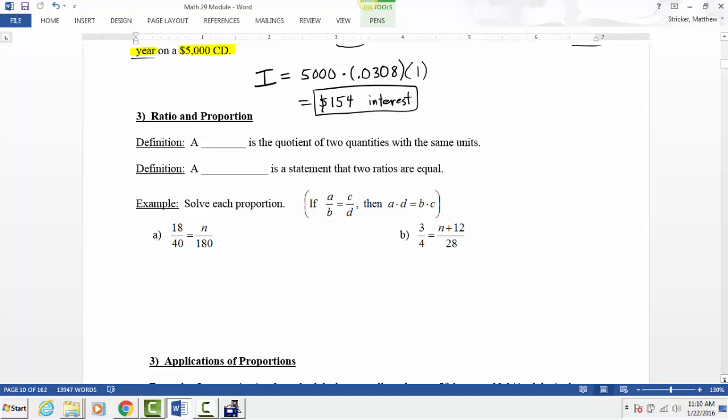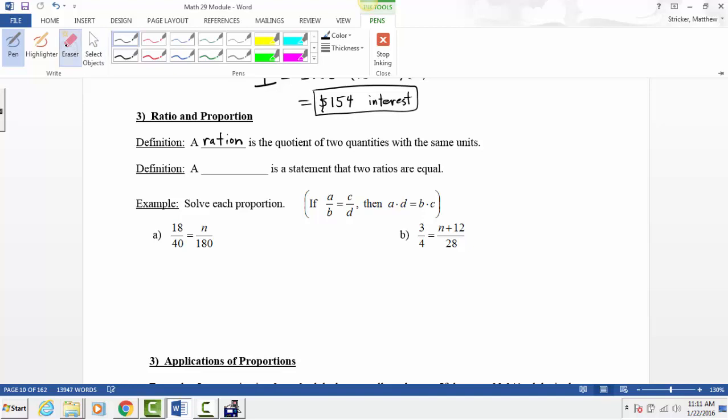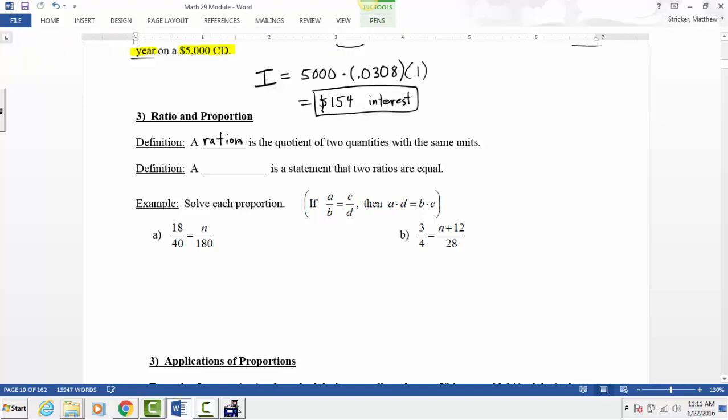Okay, let's move on to ratios and proportions. First thing is we're just going to define what a ratio and a proportion are. A ratio is a quotient of two quantities with the same units.